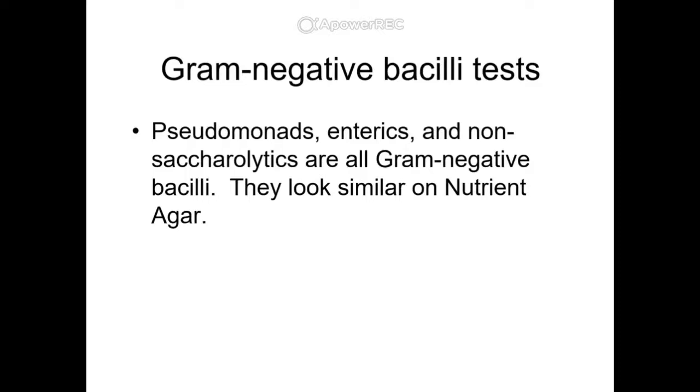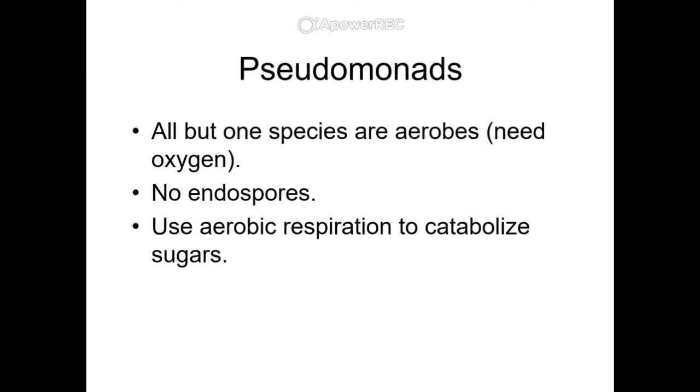There are several different types of gram-negative bacilli that we need to be aware of. We have the pseudomonads, the enterics, the non-saccharolytics, all of which are gram-negative. And they all look very similar if plated on just a basic nutrient agar plate. The pseudomonads are all but one species aerobes, and so they all need oxygen. And they do not make endospores, and they use aerobic respiration to catabolize sugars.